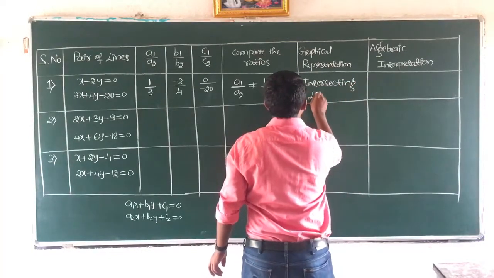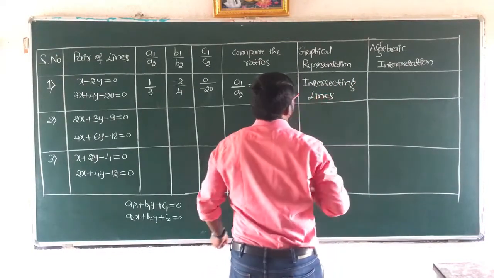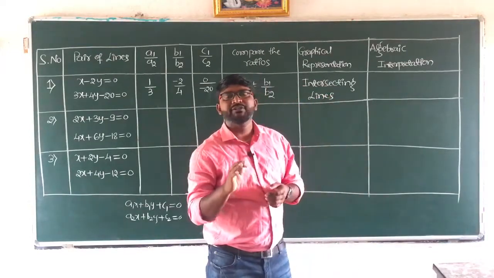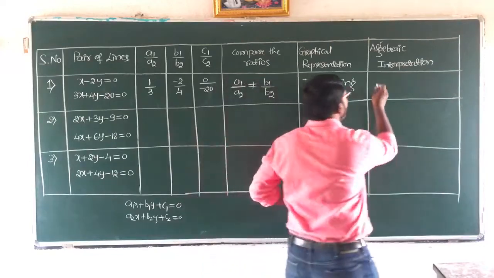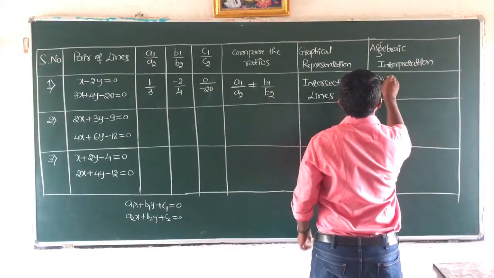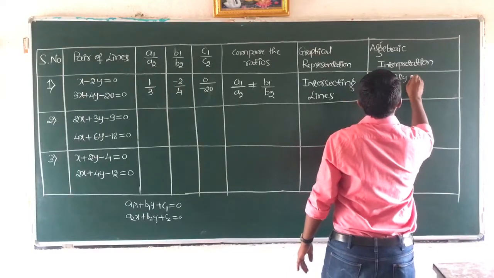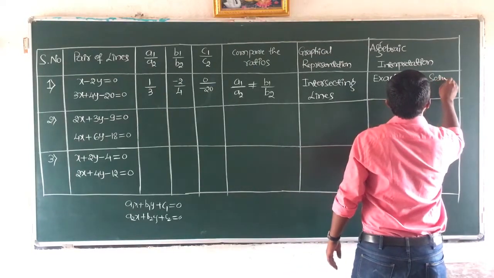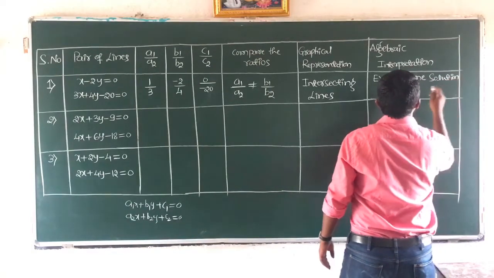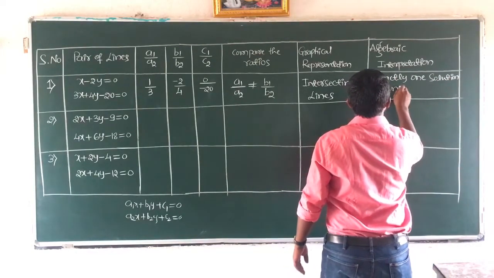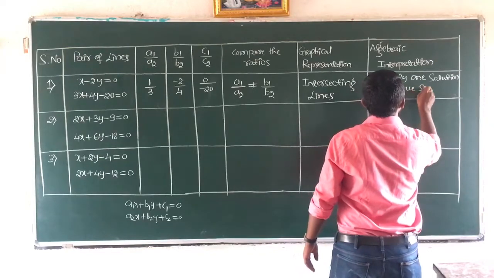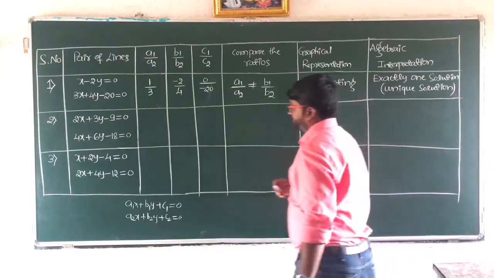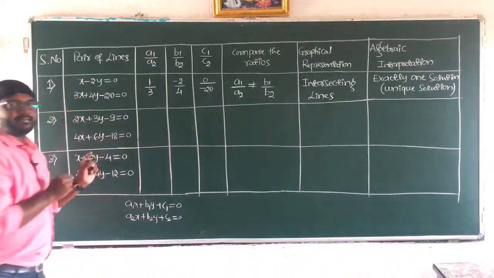Intersecting lines. So what about the algebraic interpretation now? Exactly one solution, or unique solution. So now go for the second example problem here.